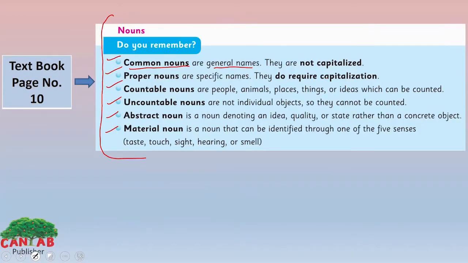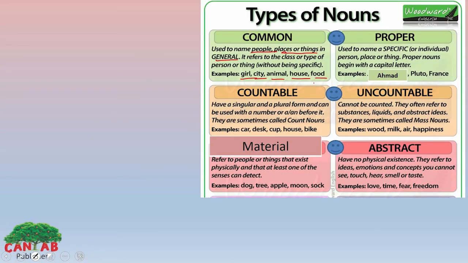Now look at the proper nouns. Proper nouns are specific names. They do require capitalization. Look at the definition example of proper noun. Proper noun used to name a specific or individual person, place or thing. Proper nouns begin with a capital letter. Look at here the examples.